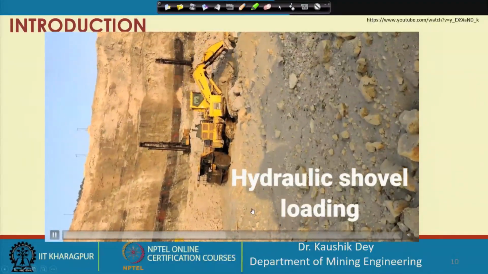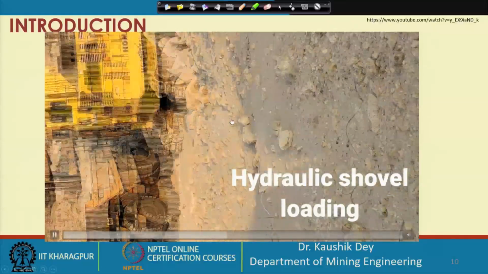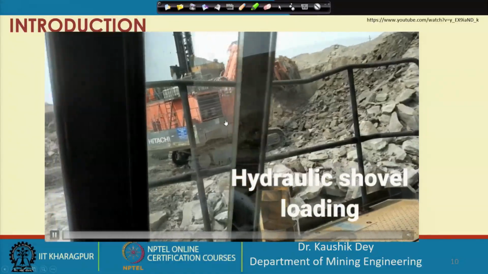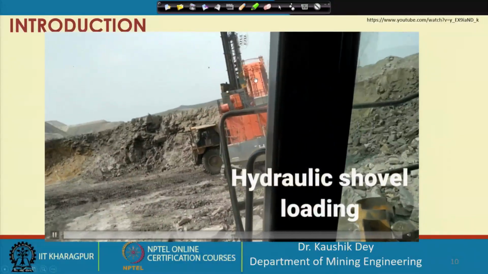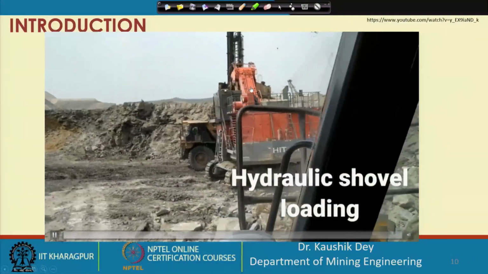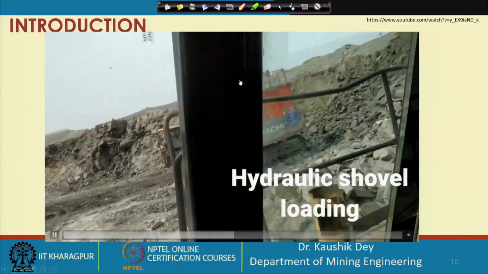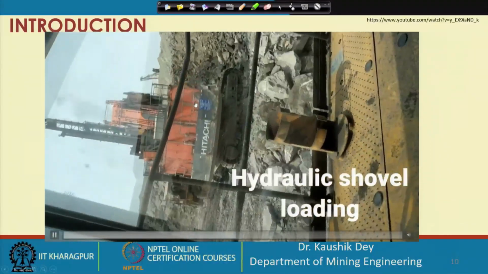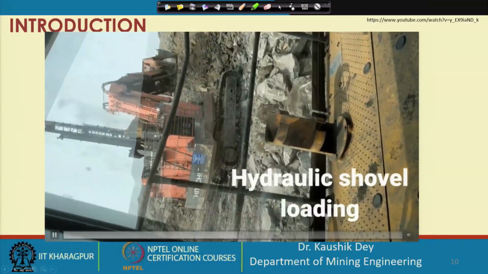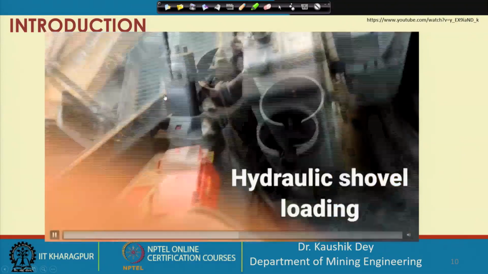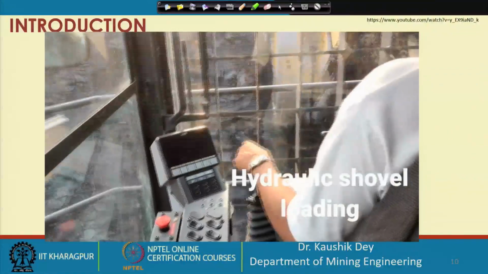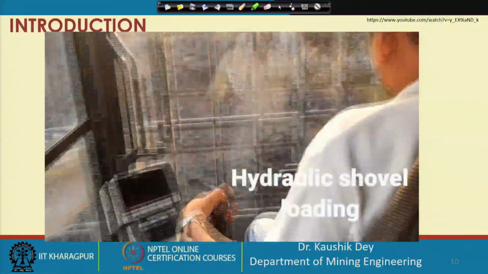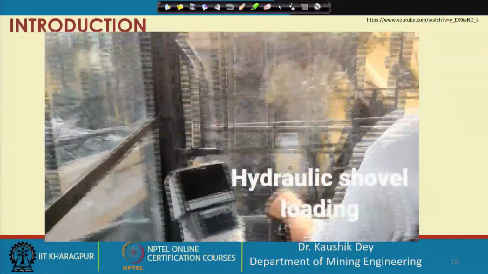Now, this is the hydraulic excavator, which is diesel powered. The movement of the boom and so on was earlier controlled by a mechanical system in the rope shovel. Here a hydraulic system is used; you can see these hydraulic cylinders, which are controlling the movement of the boom and bucket. So, that is the procedure of operation of the hydraulic shovel.